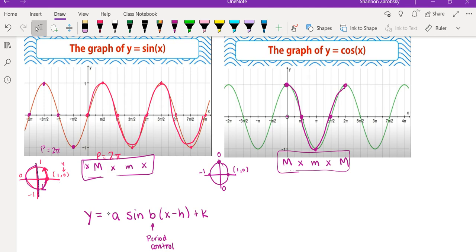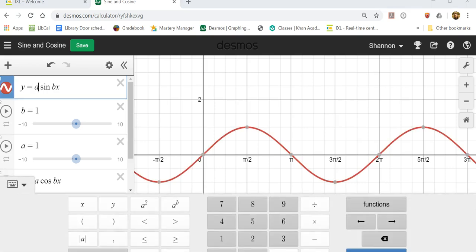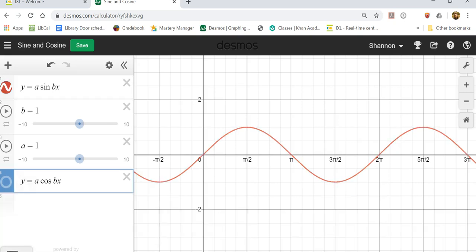This is my horizontal shift. This is my vertical shift. And a has to do with my amplitude. That's my vertical stretch. Okay, so today we're going to look at these two values. And the function for cosine is the same. So when I go and look at this, all I'm controlling right now is an a value and a b value, and trying to manipulate those.